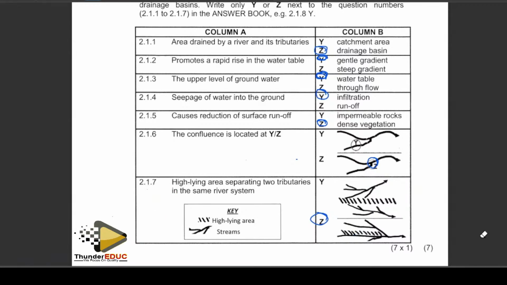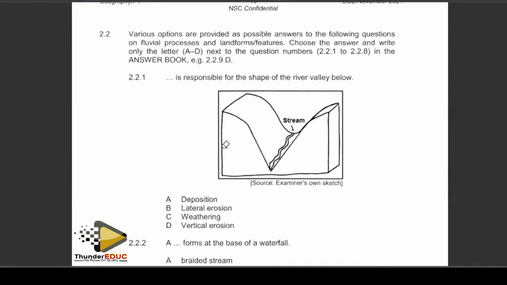Our next question, we are going to question number 2.2. Right, question number 2.2. Various options are provided. Dash is responsible for the shape of the river valley below. What kind of a shape is that one? Right, you see our stream is somewhere deep down there in that valley. The valley resembles which shape? It's a V shape. It's deep and it's relatively narrow. So what is responsible for the shape of that? The depth of the river channel, we know it's vertical erosion.